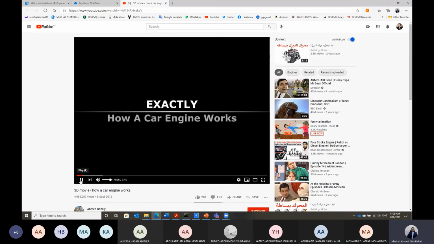So do you hear the voice, guys? Do you hear it? Yes. So let's look at those components of the internal combustion engine and how.